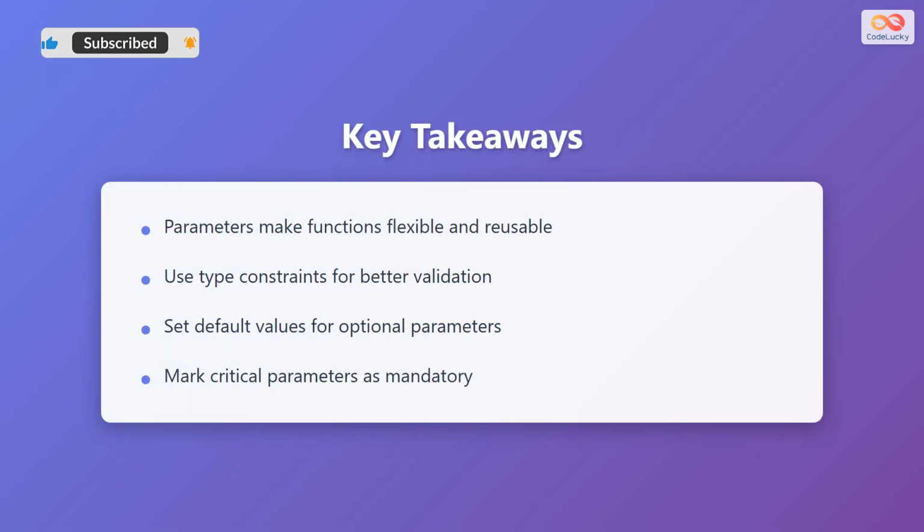Let's recap what we've learned. Parameters make functions flexible and reusable by allowing them to accept different inputs. You should use type constraints to ensure parameters receive the correct kind of data, preventing errors before they happen. Set default values for optional parameters to make your functions easier to use while still allowing customization. And finally, mark critical parameters as mandatory to ensure your function always has the information it needs. With these techniques, you can write professional, robust PowerShell functions. Practice these concepts, and you'll be creating powerful, flexible scripts in no time.